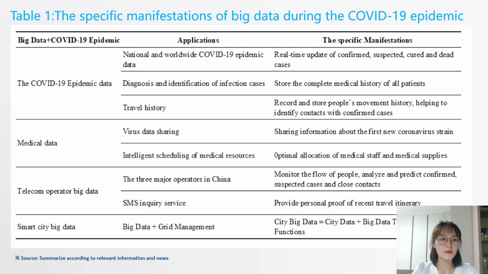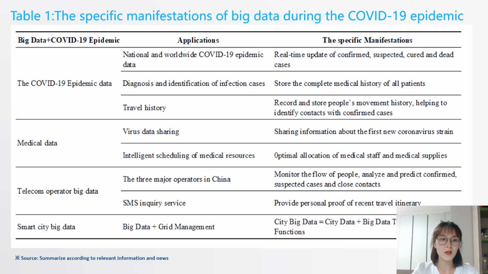The third one is about the telecom-operated big data. The three major operators in China can monitor the flow of people, analyze and predict confirmed, suspect cases and close contacts, and also provide personal proof of recent travel itinerary within 14 days.